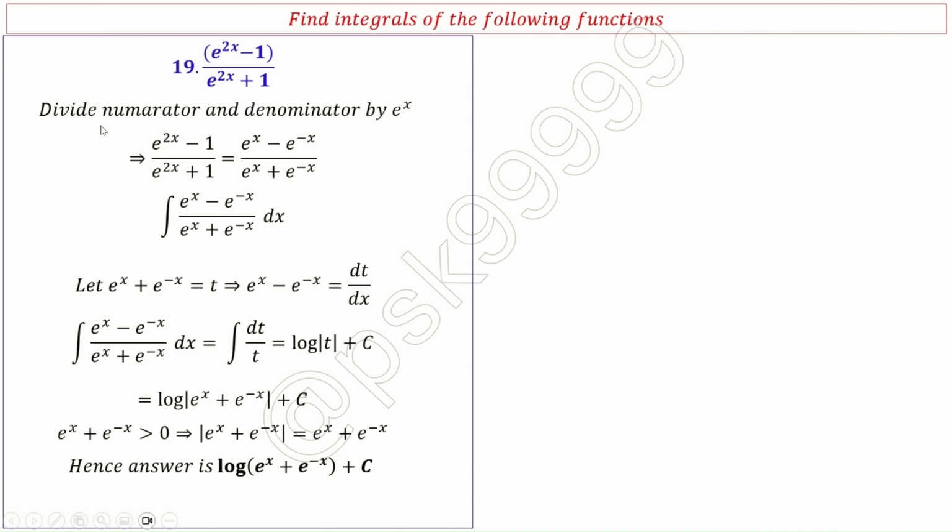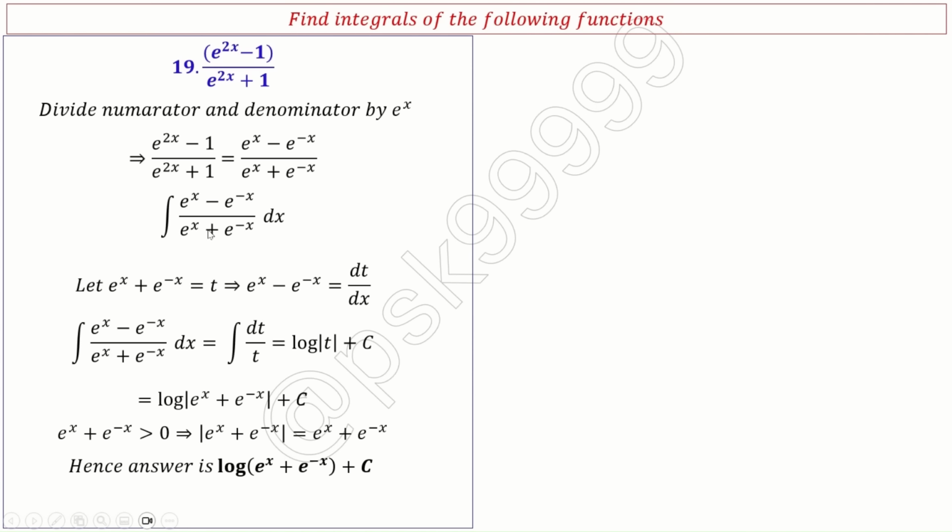Yeah, e to the power of 2x minus 1 divided by e to the power of 2x plus 1. Okay, you can do it different ways. You can take e to the power of 2x plus 1 as t and then solve it, but there is another simple way. You can rewrite this as e to the power of x minus e to the power of minus x divided by e to the power of x plus e to the power of minus x.